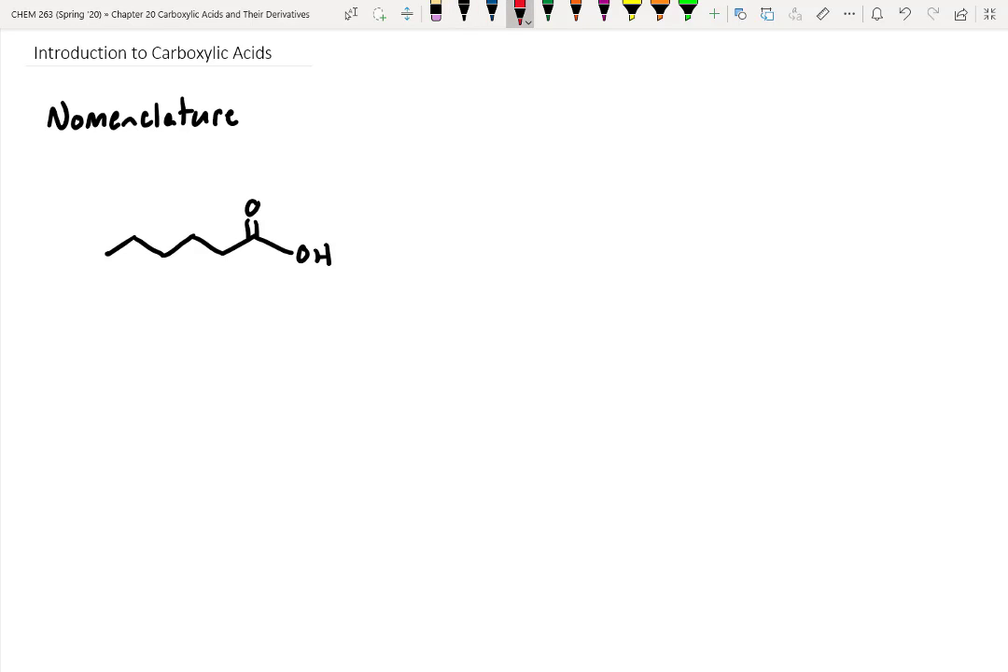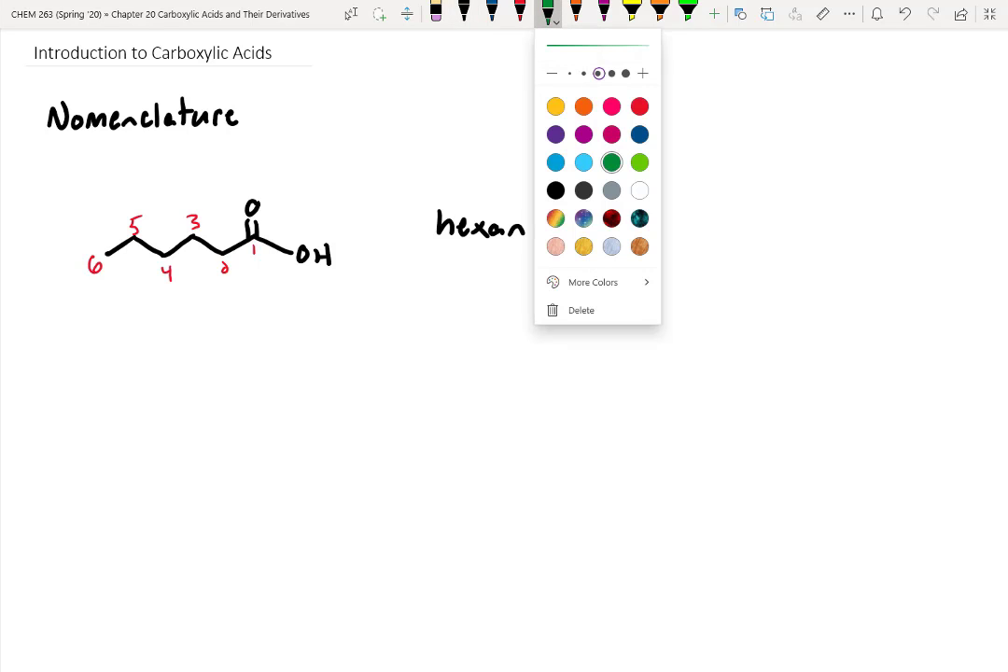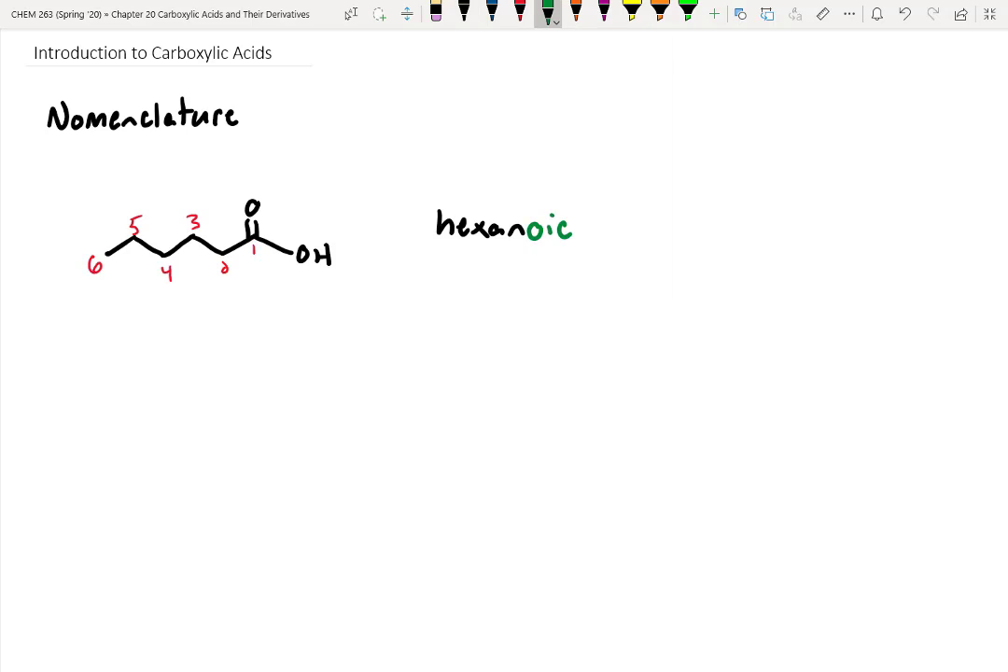First thing you always want to do when naming organic compounds is to identify the longest backbone. So we've got a 6-carbon backbone here, which means that the parent is going to have the prefix hex, indicating 6 carbons. Specifically, we want to add the hex-an to indicate that it's an alkane group coming off of it, but the suffix does need to change to indicate that we've got a carboxylic acid. So in this case, we need to change the suffix to an oic acid to indicate that we're talking about a carboxylic acid and not any other functional group.